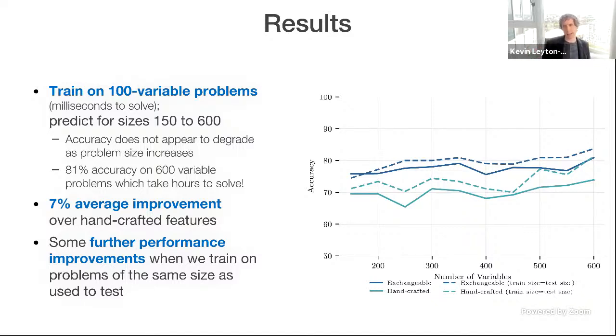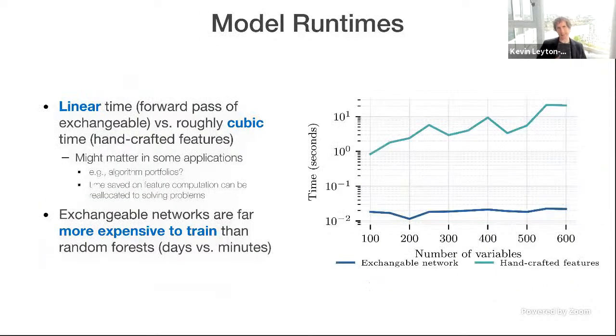This dotted line here is saying, what if I was to train and test on problems of the same size? So you see that if you wanted to target particular sizes, you do better than if you have to generalize across sizes, but it doesn't dramatically change the story. And here's the last thing I want to say.